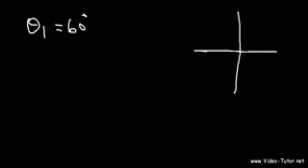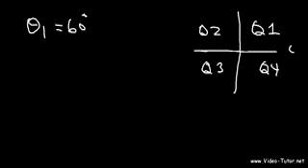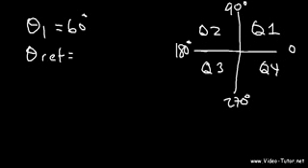Next, we're going to talk about how to find a reference angle. Let's say you have an angle that's 60 degrees. This is quadrant 1, quadrant 2, quadrant 3, and quadrant 4. This is 0, 90, 180, 270. And 0 is the same as 360. Alright, so if your angle is 60 degrees, it's in quadrant 1. The reference angle is the same as the actual angle in quadrant 1, so it's 60.